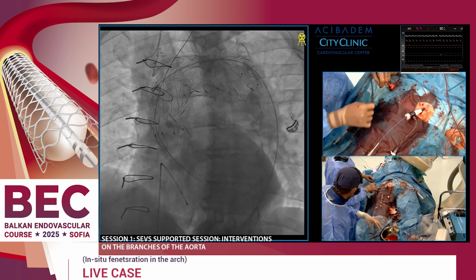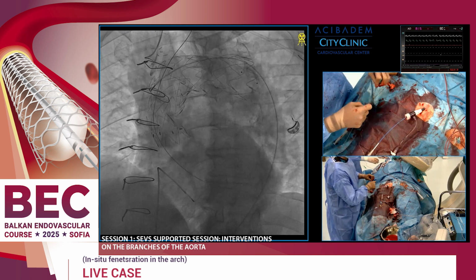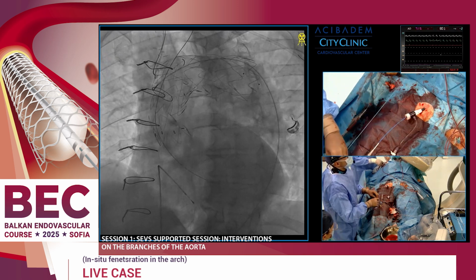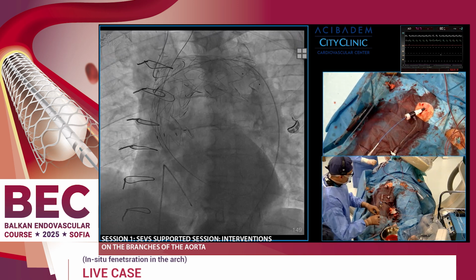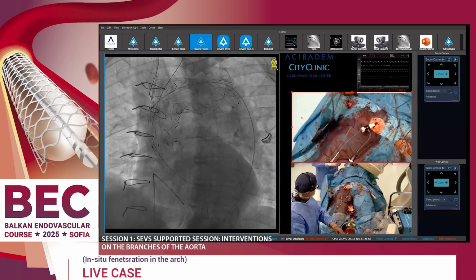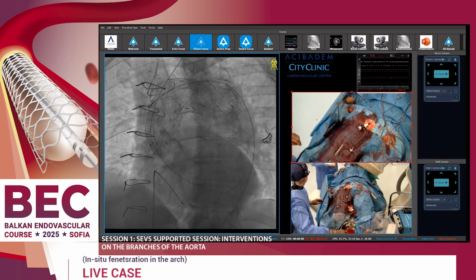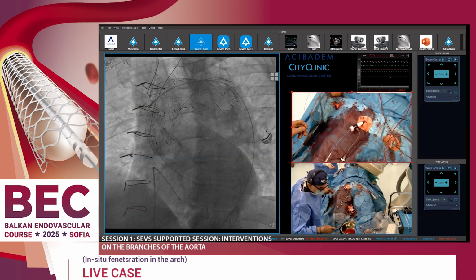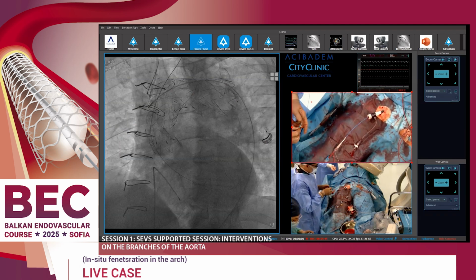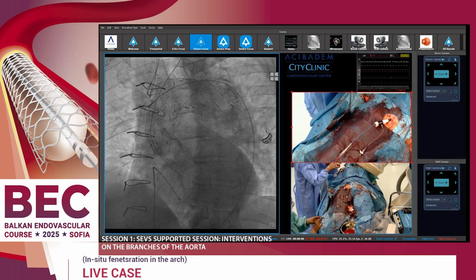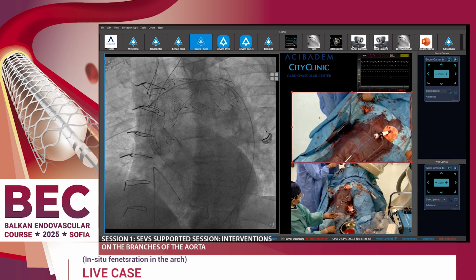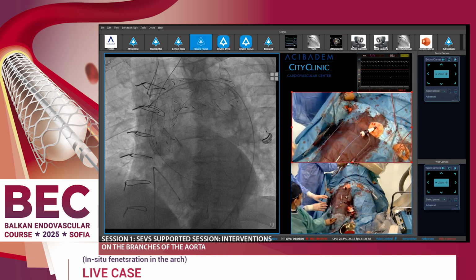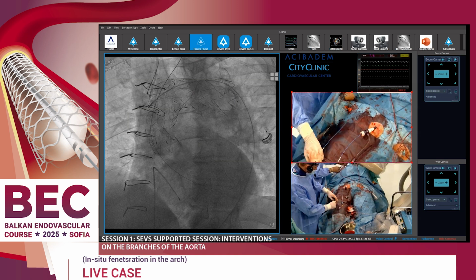And after positioning the stork wire, okay, good. We are going to utilize the multi-purpose guiding catheter in order to aim to the tissue of the aortic graft, the surface of the aortic graft.